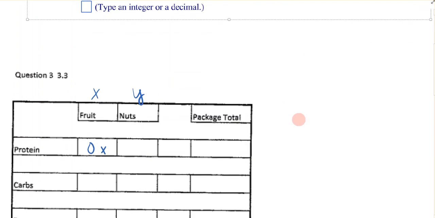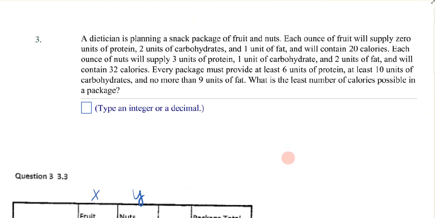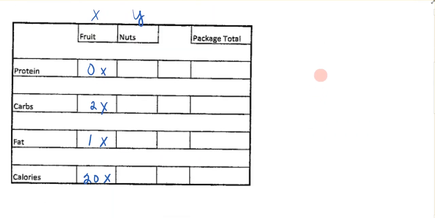So if we go down to our chart, let X be fruit and Y be nuts. And so we have 0 protein, 2 carbs, 1 unit of fat, and it said 20 calories. All right, let's go back up here. And each ounce of nuts, 3 protein, 1 carb, 2 fat, 32 calories. So I'm going to go down here, and these are going to be Y's. This is 3Y, 1Y, 2Y, and that's going to be a total of 32 of the Y.